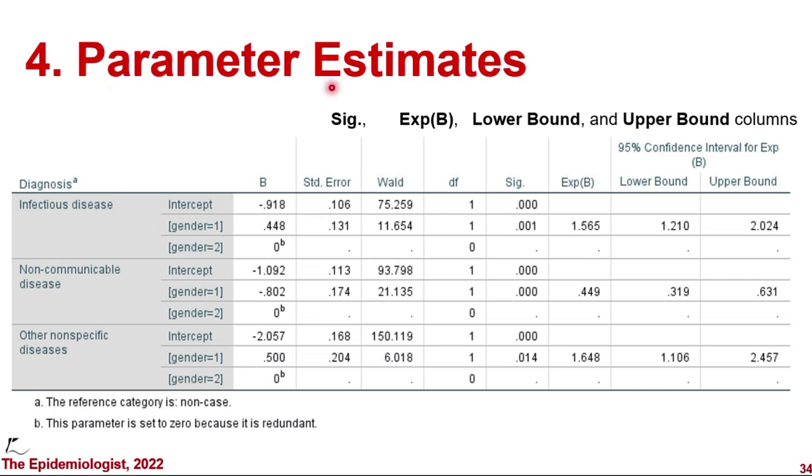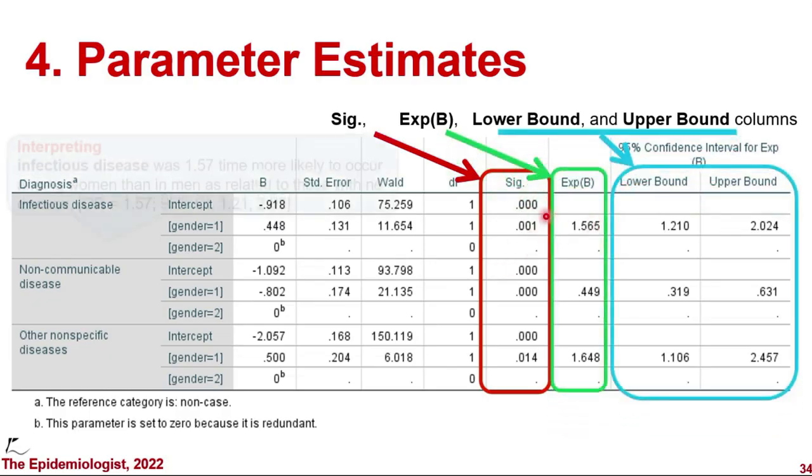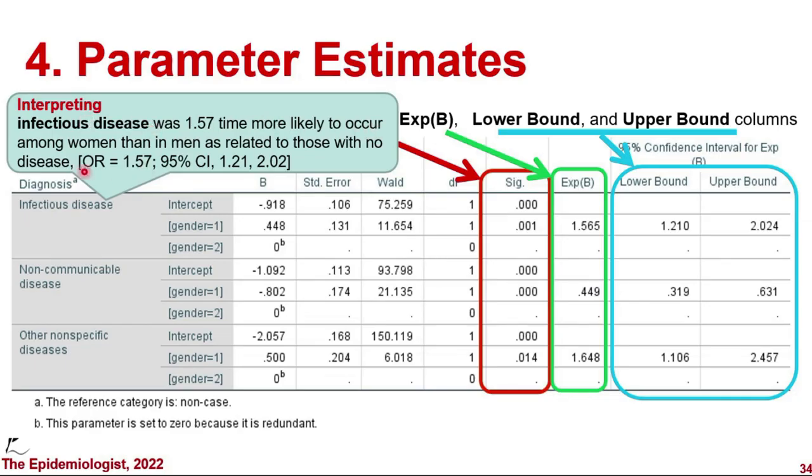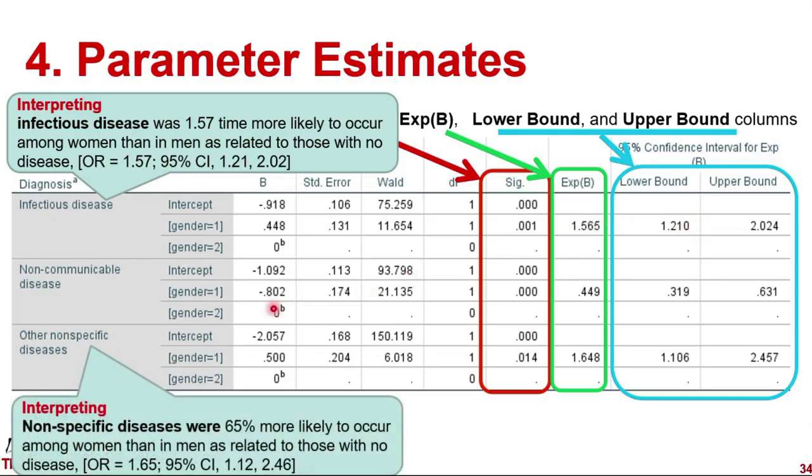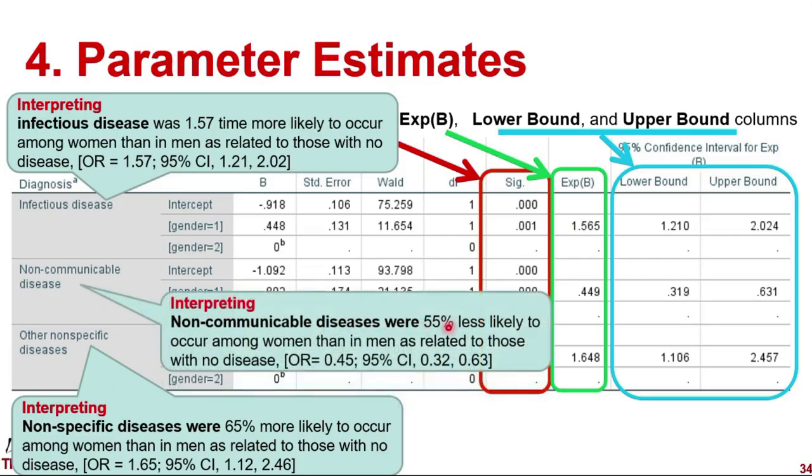In the example above, we may interpret the findings from the parameter estimate as follows. Based on the first row, infectious disease was 1.57 times, or 57%, more likely to occur among women than among men, compared to those with no disease, with an odds ratio equal to 1.57 and a 95% confidence limit between 1.21 and 2.02. For the second row, non-communicable diseases were 55% less likely to occur among women than among men, as compared to those with no disease, with an odds ratio equal to 0.45 and a 95% confidence limit between 0.32 and 0.63.